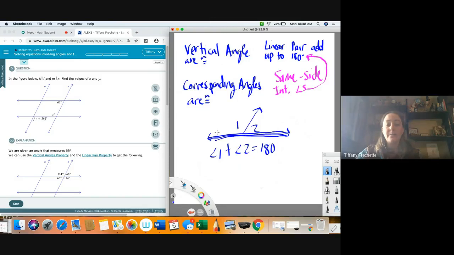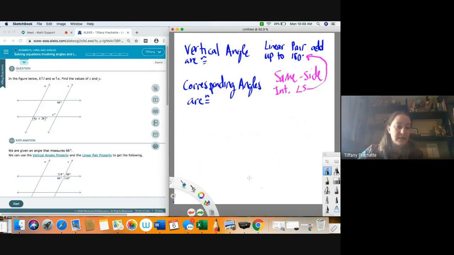And that's all linear pair means. Linear meaning line, pair meaning two. So two angles on the line together, or they kind of take up the whole line. That's another way to think of that. All right, let me get that one off of there.